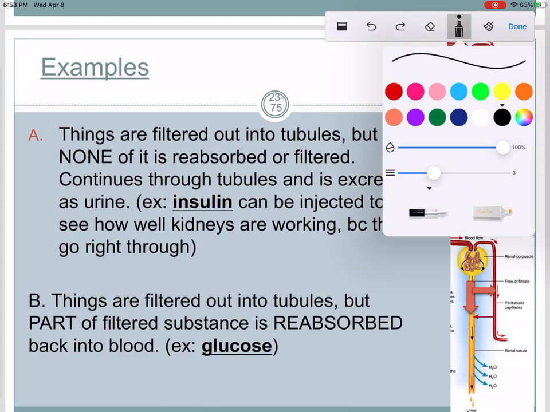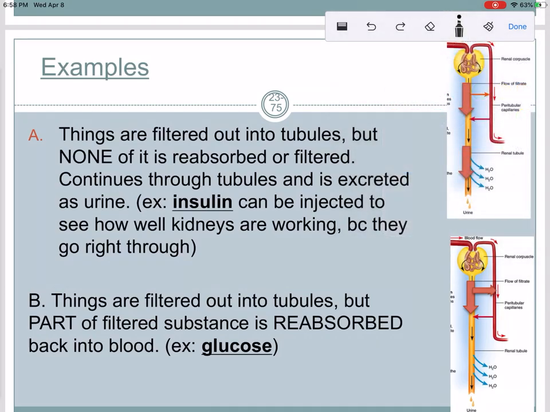So insulin, for example. Insulin is something that is relatively small, so it's filtered out of the glomerulus into the tubules. But once insulin has its action in the body, it's a waste product. So it's a small product that's filtered out and is already a waste product, so nothing else has to happen. It is released as urine.